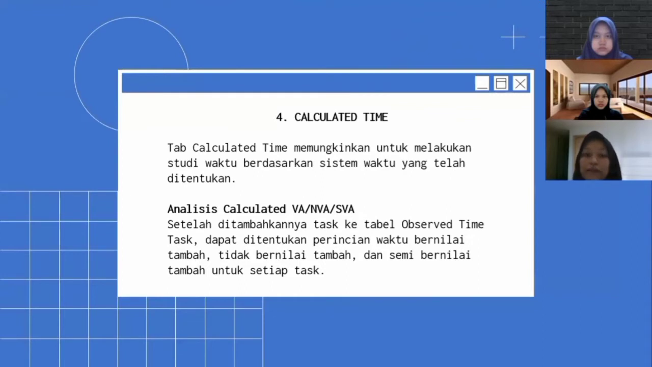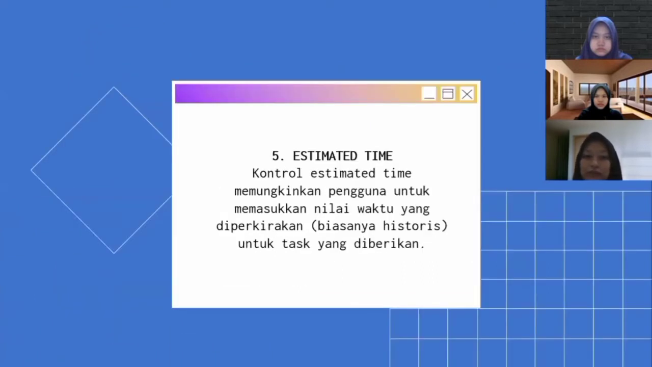The next feature is calculated time. The calculated time tab allows us to perform a time study based on a predetermined time system. It is also calculated for VA, NVA, and SVA analysis. After we have added a task to the observed time task table, we can define the breakdown of value added, non-value added, and semi-value added time for each task.